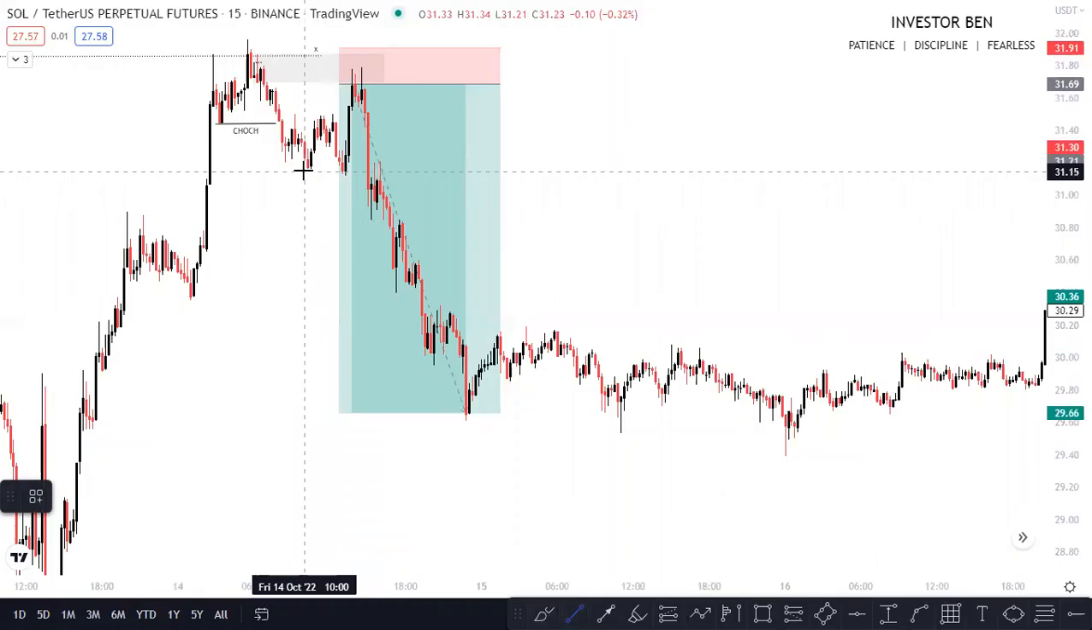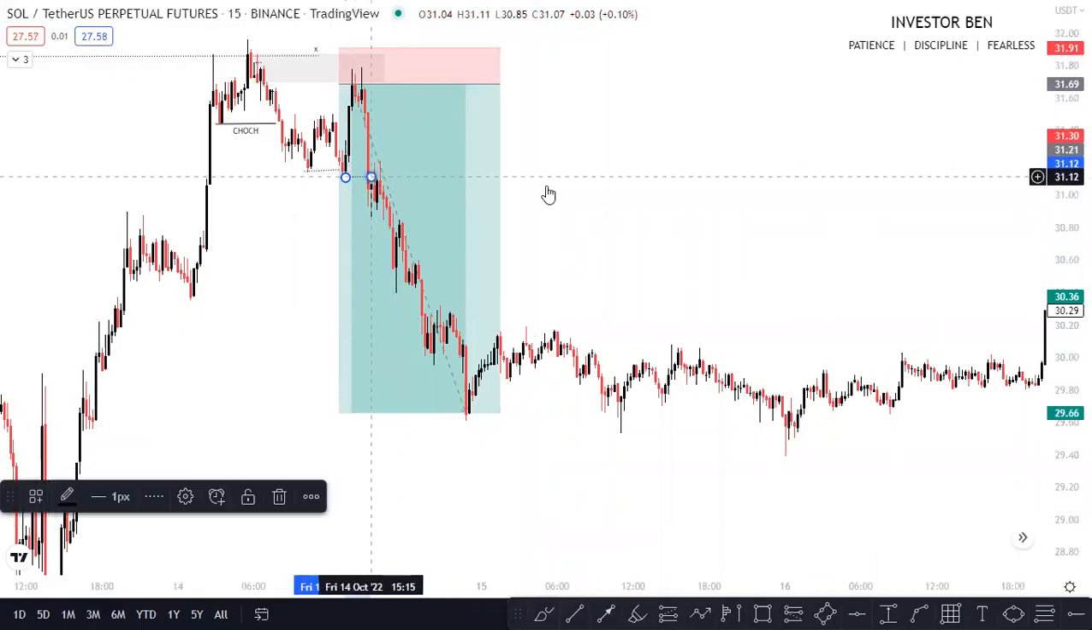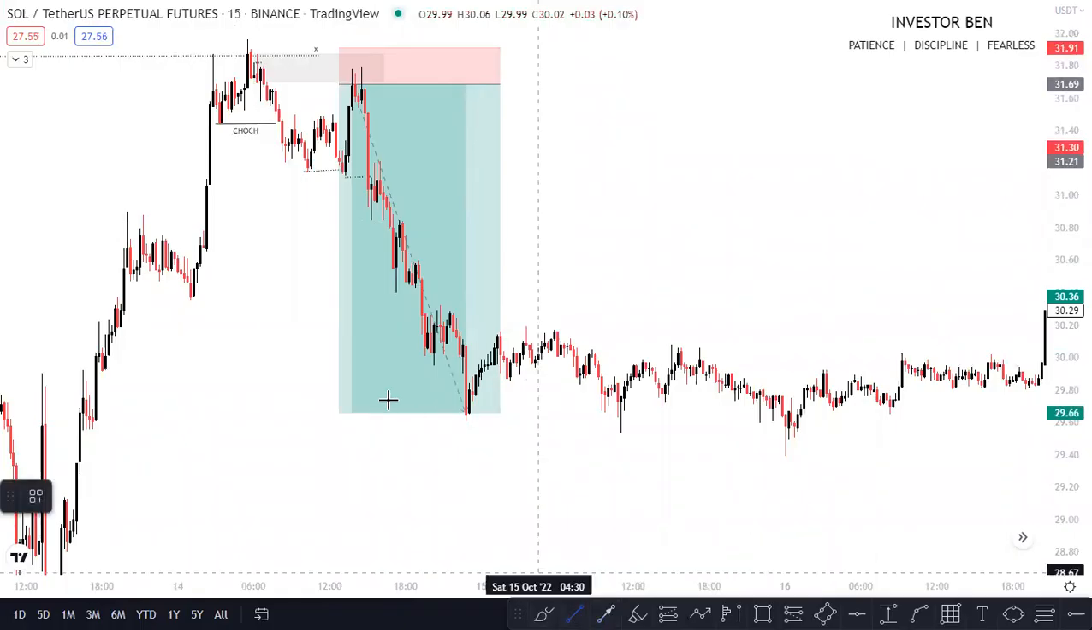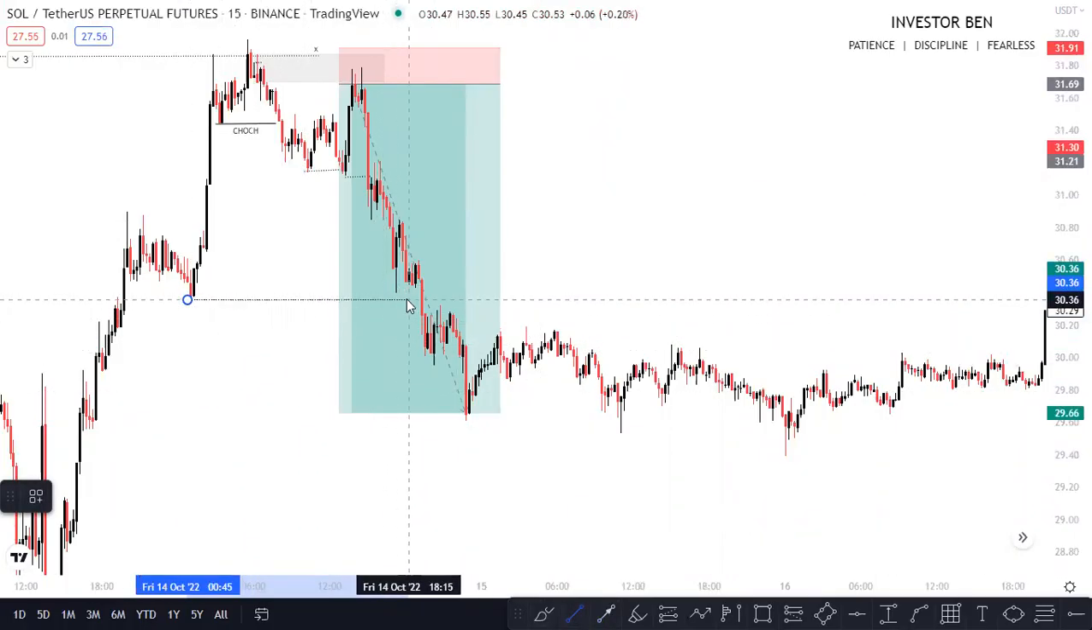We kept on breaking lows, right? We took out this low, which is not the main low, right? We kept on taking out all of these lows. We took out this low too, this low entirely.